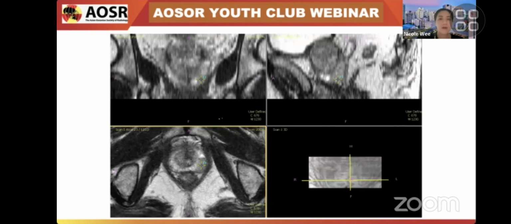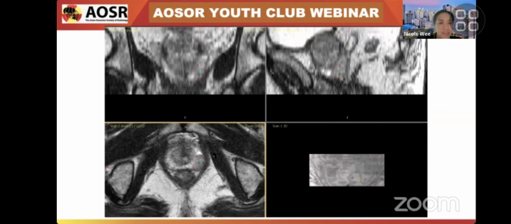MR localization of the lesion is performed on a T2-weighted axial image seen in the bottom left-hand corner. Then you can corroborate it with the coronal images on the top left-hand corner, as well as the sagittal image on the top right-hand corner. The segmentation of the lesion is then performed. You can now see that the lesion is outlined. The area of interest is now outlined by this red border.